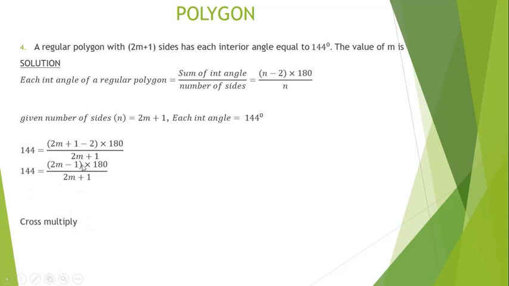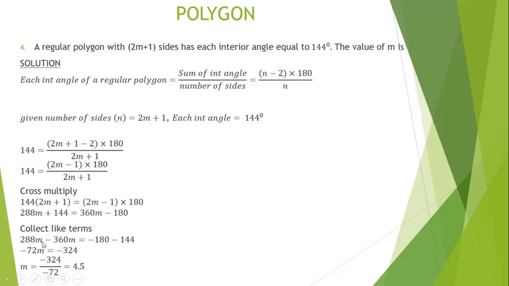Then we can now open bracket from here, or first before opening bracket we can cross multiply. When you cross multiply, we have 144 multiplied by this 2m plus 1. And when you open this bracket, 144 times 2m will give us 288m. 144 times 1 will give us 144. 180 times 2m will give us 360m. 180 times 1 will give us 180. So then we can now collect like terms. So we have 288m minus 360m will be equals to minus 180. When this 144 crosses over to the other side, it becomes negative. So we have minus 144. And then we have minus 72m equals to minus 324.